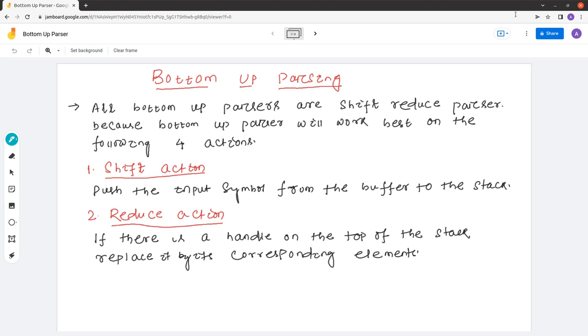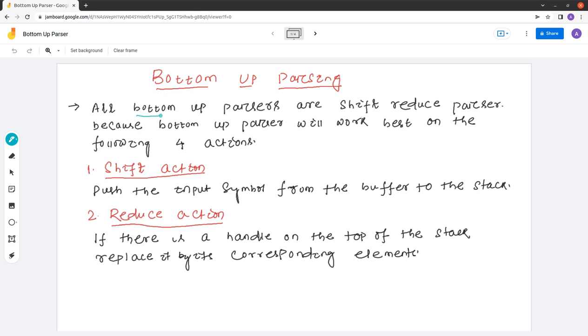In today's class we will discuss bottom-up parsing. In the previous class we also discussed bottom-up parsing, but in today's class we will discuss some other parts of bottom-up parsing. So what is the meaning of bottom-up parsing?